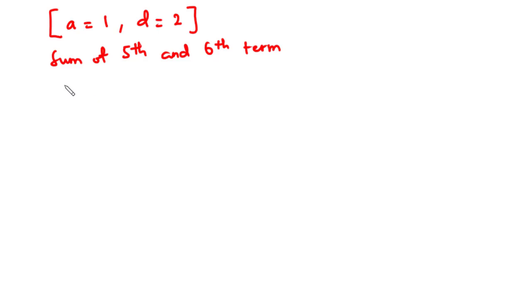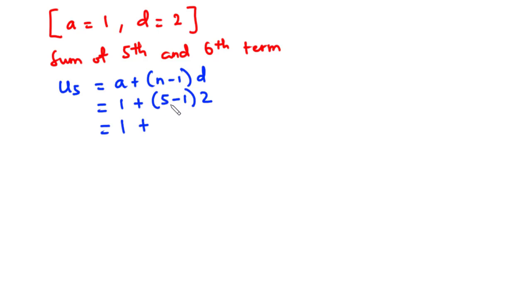Now the fifth term is U5. So we have U5 equals a plus (n minus 1) times d. Now we have a to be 1, and n to be 5 because we are finding the fifth term, minus 1, and d to be 2. So that is 1 plus, now 5 minus 1 is 4, and 4 times 2 is 8. So we have U5 equals 1 plus 8, which is 9. So U5 is equal to 9.